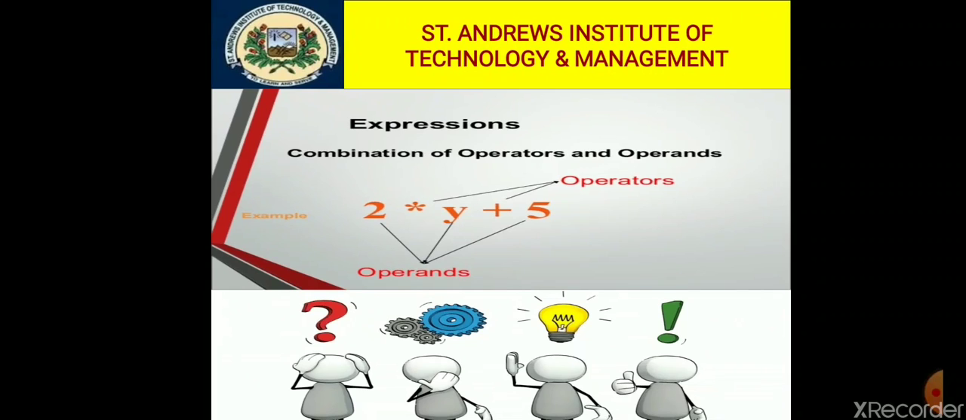Here is an example of an expression, that means a combination of operands and operators. As you saw in the PPT, we have the expression 2 multiply y plus 5. Here we have two operators, meaning symbols like multiply, asterisk, and plus. So there are two operators and three operands: 2, y and 5.